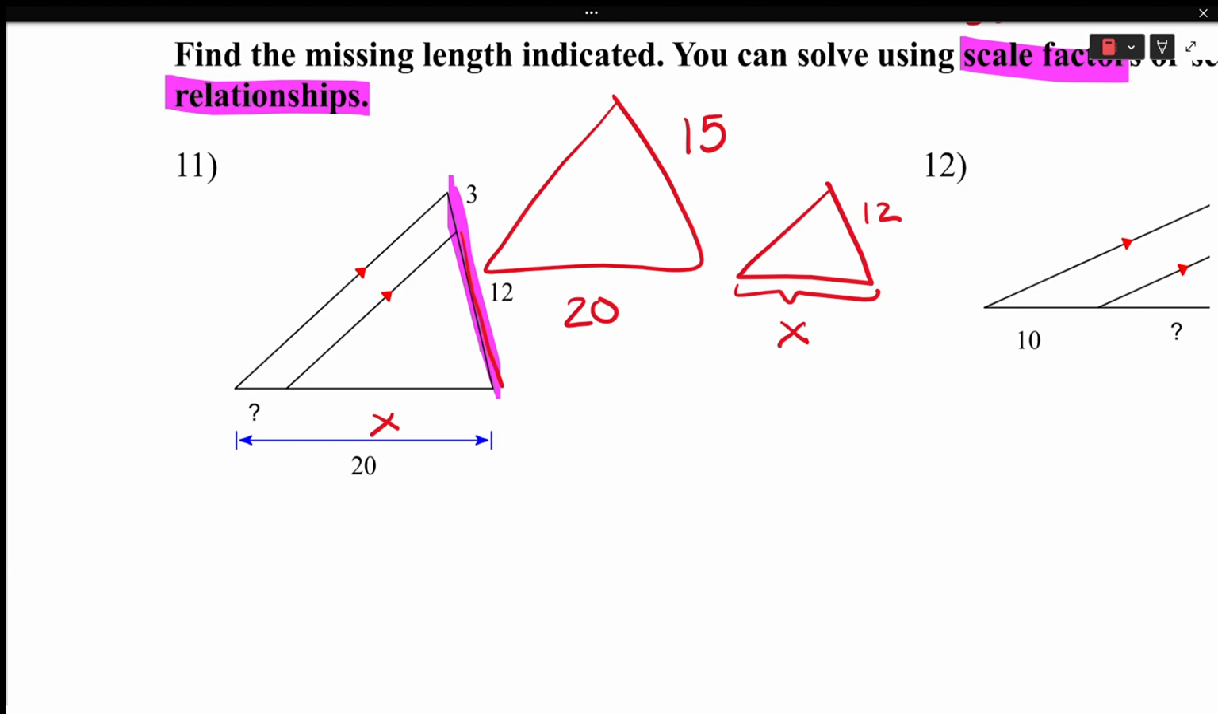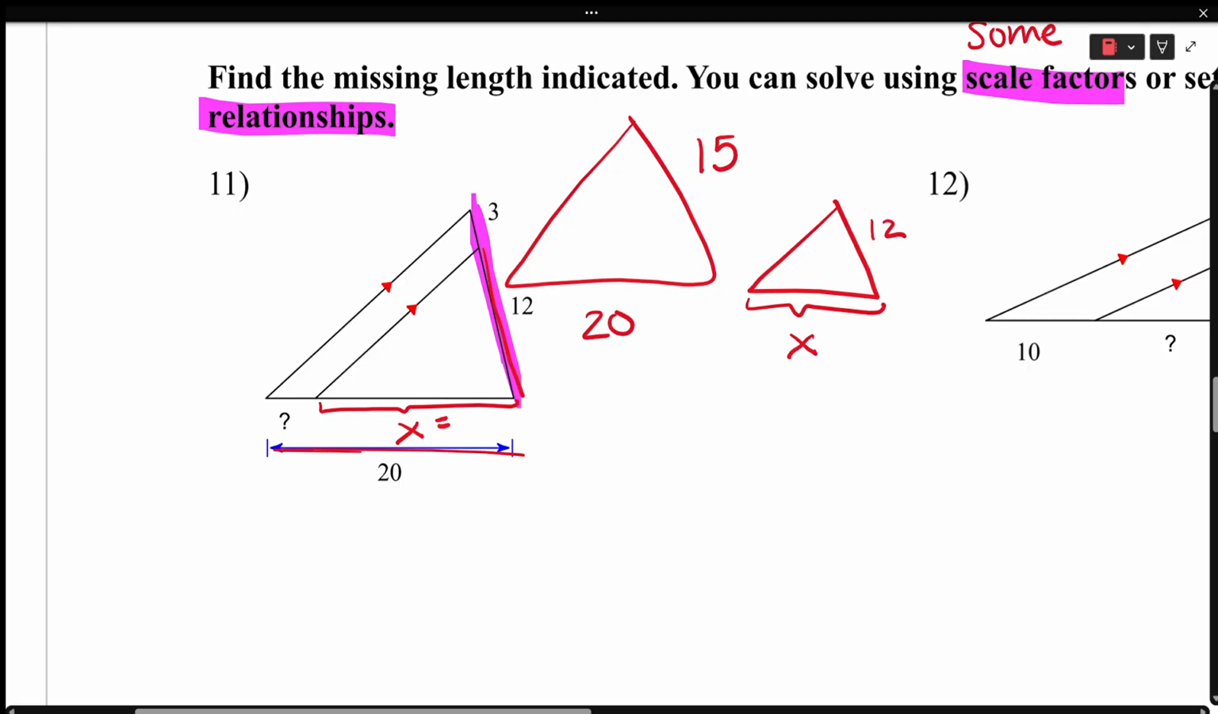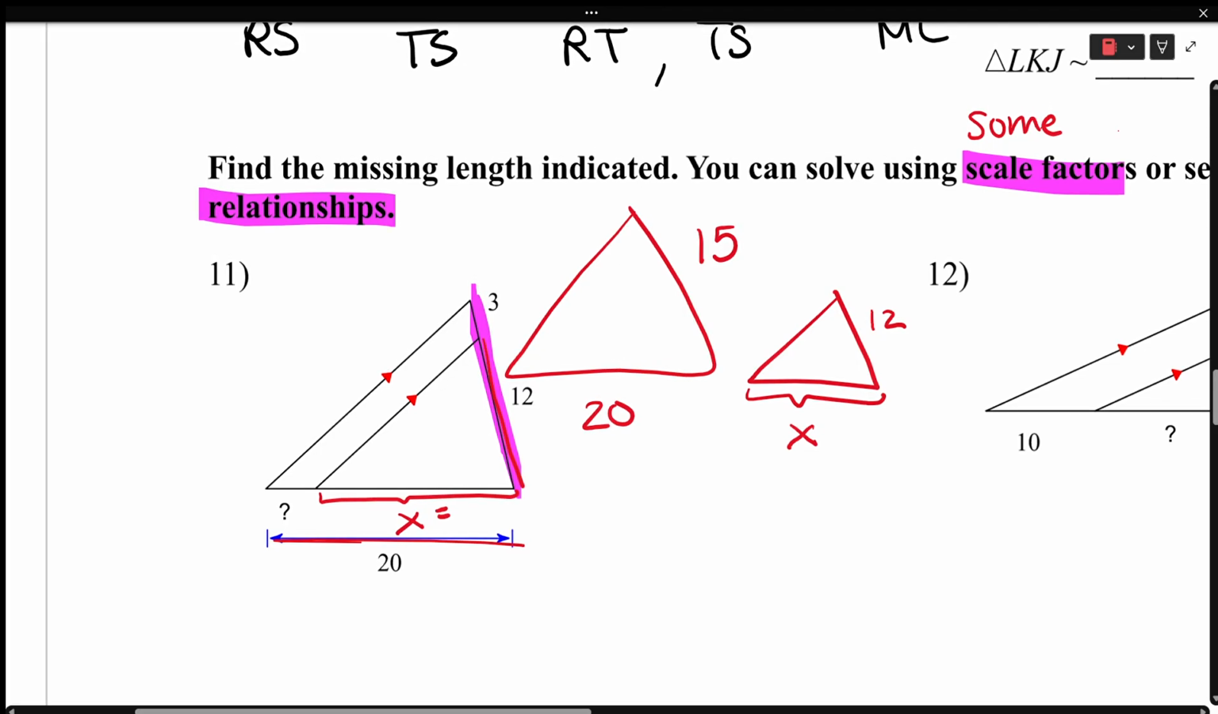So the game plan here is figure out what X is, and then since X is only this part of the line and 20 is the entire line, we could just subtract them to get the missing side. So from here, I'm going to show you how to use scale factor to solve for X, and then I'll show you proportions for another problem. But you could also use proportions for this problem too.